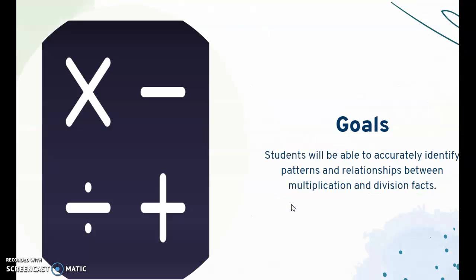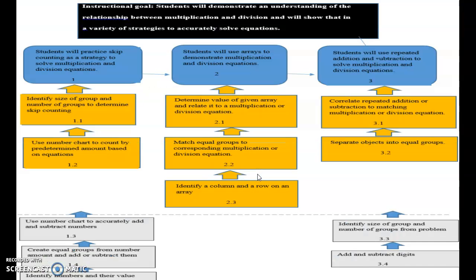So based off of that information, the goal that I created was students will be able to accurately identify patterns and relationships between multiplication and division facts. So here is my instructional analysis goal sheet. At the very top is my instructional goal, which says students will demonstrate an understanding of the relationship between multiplication and division, and will show that in a variety of strategies to accurately solve equations.